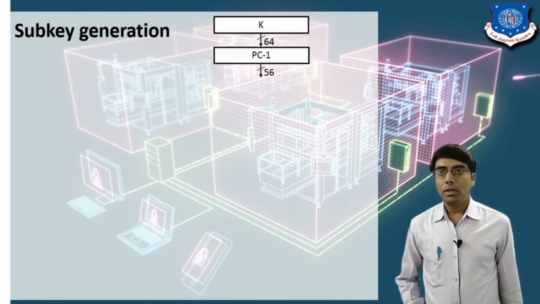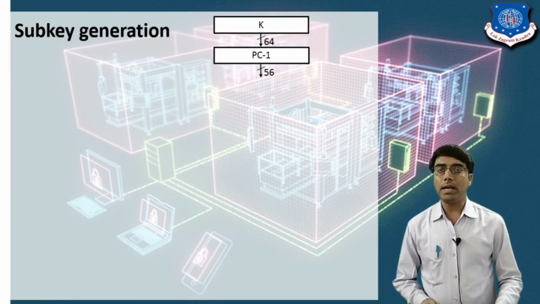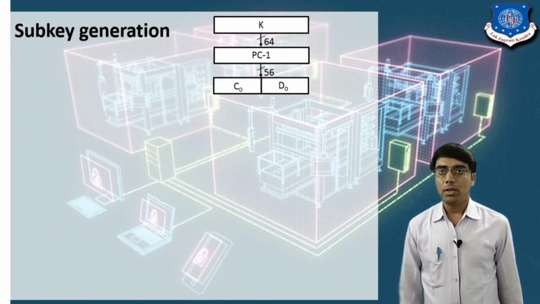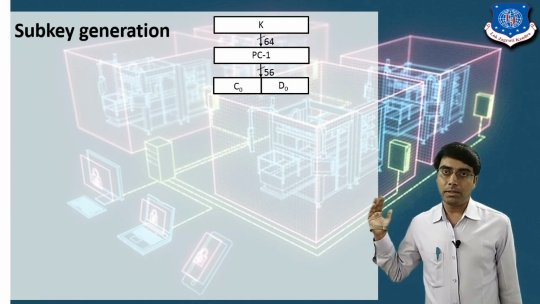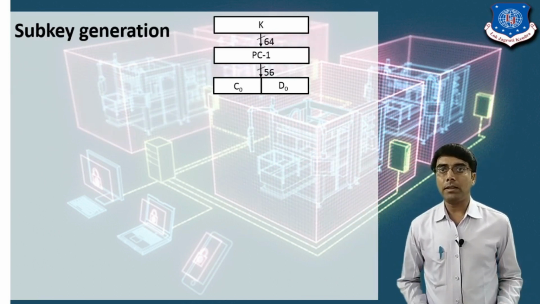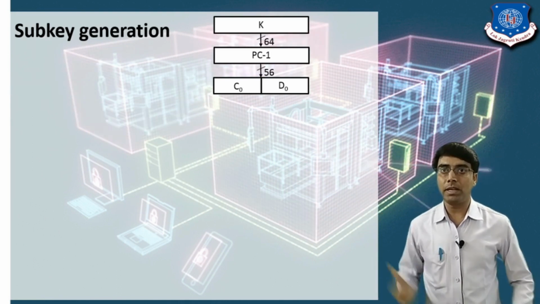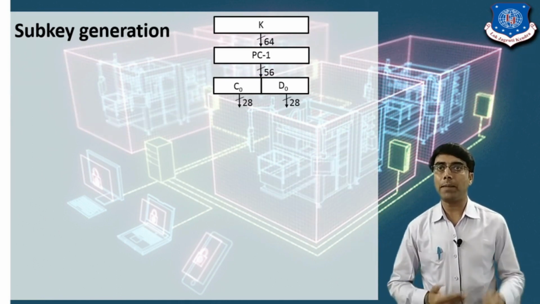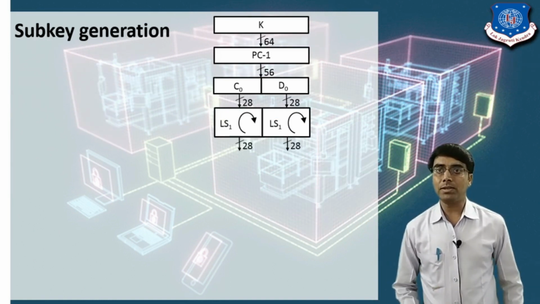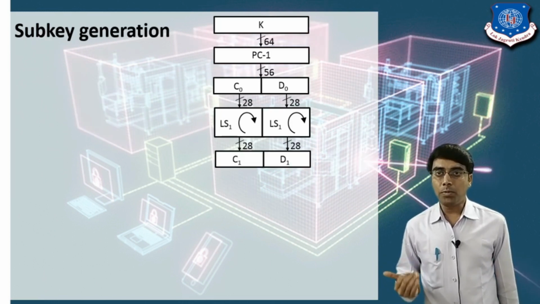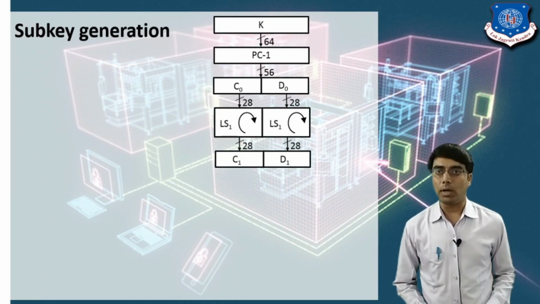Now, as you know, generating a subkey means in each and every round we are generating a different key. So here you can see the first 64-bit key. Now we are applying the permuted choice 1. After applying this, it generates a 56-bit key. The 56-bit key is divided into two halves, C0 and D0. Now we are applying the left shift on C0 and D0. After applying this, the 56-bit output will be given as input to round 1.